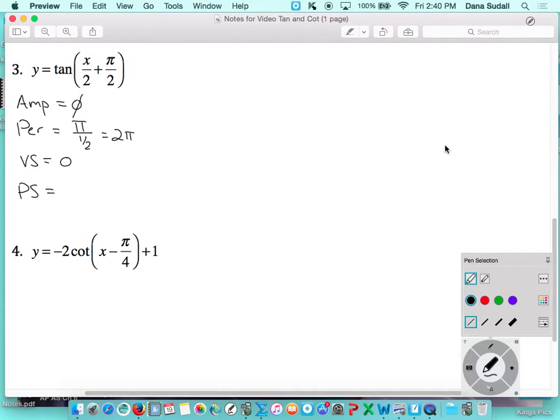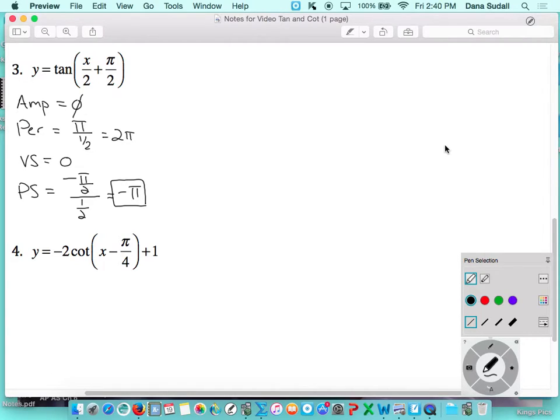Inside the parentheses, I have a phase shift, which would be c divided by b, and c is negative pi divided by 2. So remember, it's the opposite of the number you see inside there, divided by 1/2. And if you simplify that complex fraction, we get negative pi. So my graph is going to be shifted to the left pi units.